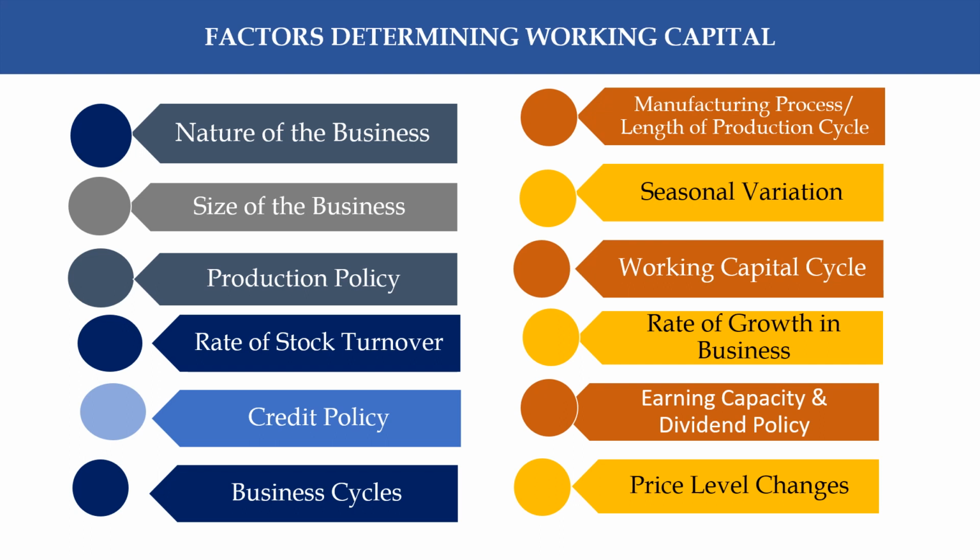Next one is price level changes. If there are many fluctuations in prices of raw materials and other things which are required for production, in that case, you need more amount of working capital. If there are not many fluctuations, in that case, you need less amount of working capital.